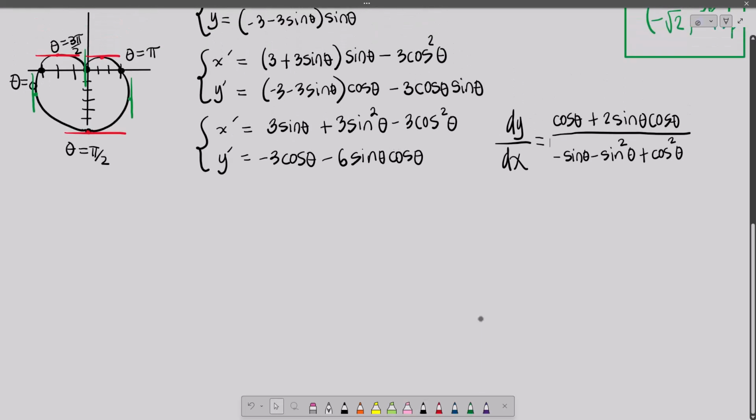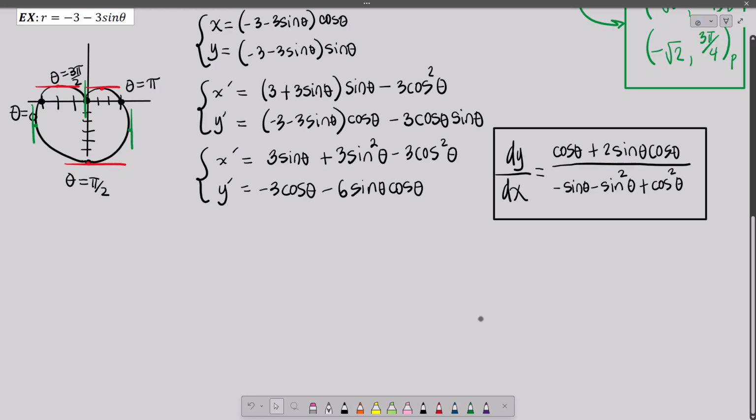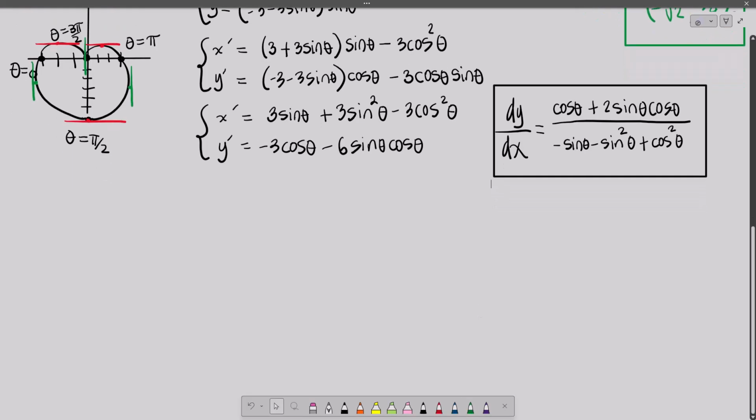All right, so there is our dy/dx right there. There's the slope of the tangent. Now we need to set the top and the bottom each equal to 0. When the top is 0, we're finding horizontal tangents. When the bottom is 0, we're finding vertical tangents. So let's go with the numerator first. The numerator gives potential tangents, and I say potential because you could have an indeterminate form.